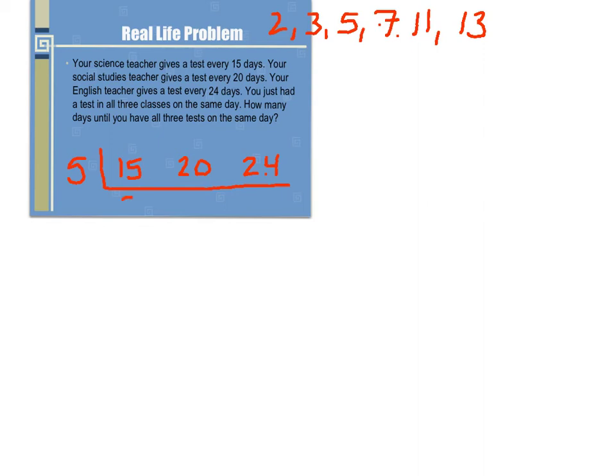So 15 divided by 5 is 3, 20 divided by 5 is 4. And then what I'm going to do is, because I didn't use this 24, I'm going to circle it and bring it straight down here and know that I still have to work with it at some point in time. And then I'm going to continue on with my ladder.